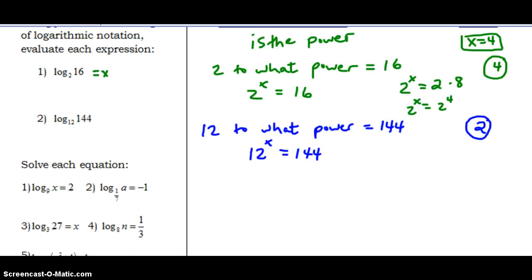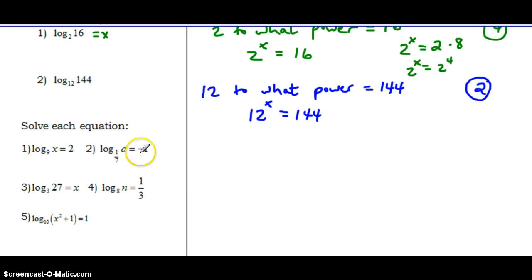All right, we're going to use these to solve some equations. Let's start off with number 1. We're just going to write down the problem and convert to exponential to solve. So we have the base of 9 to the second power is equal to x, so x is equal to 81.